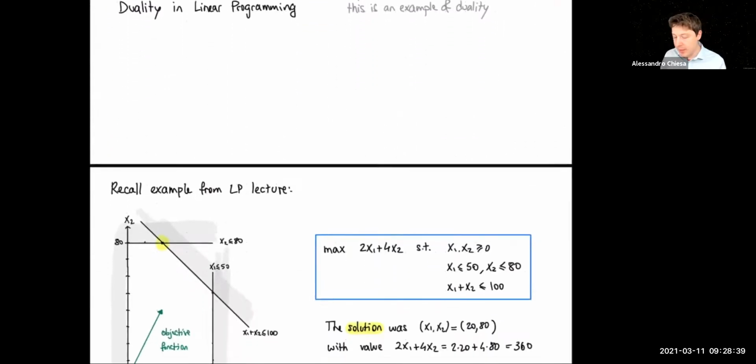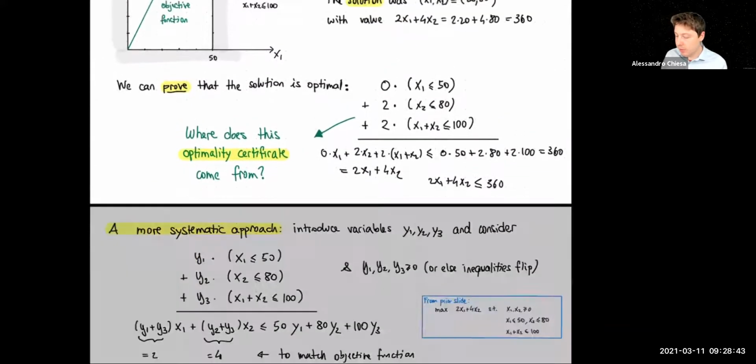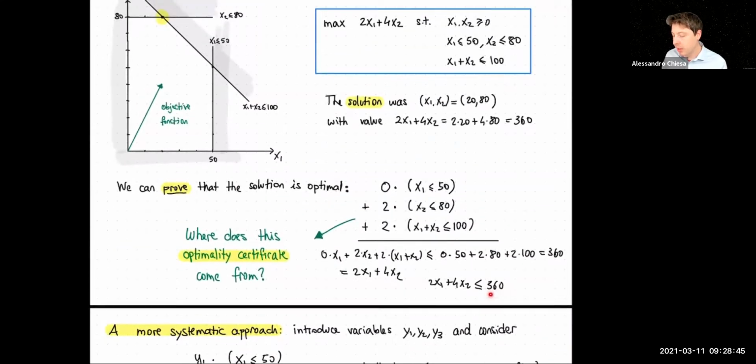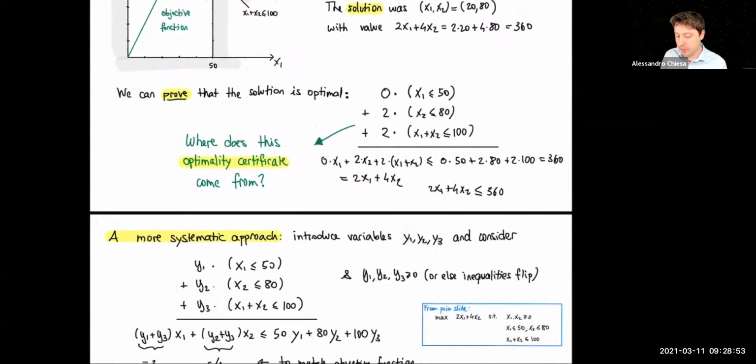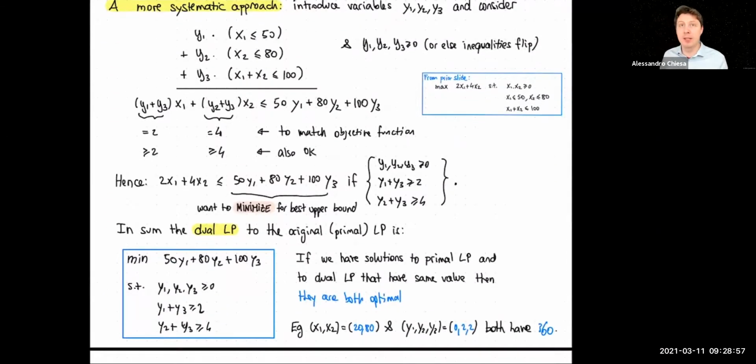And because they agree, that gives us this optimality certificate, right? Because if here we would have gotten, I don't know, 370, we wouldn't necessarily know that this was optimal. But because we specifically got 360, then we know that it is optimal. So it's an optimality certificate. Any other questions?